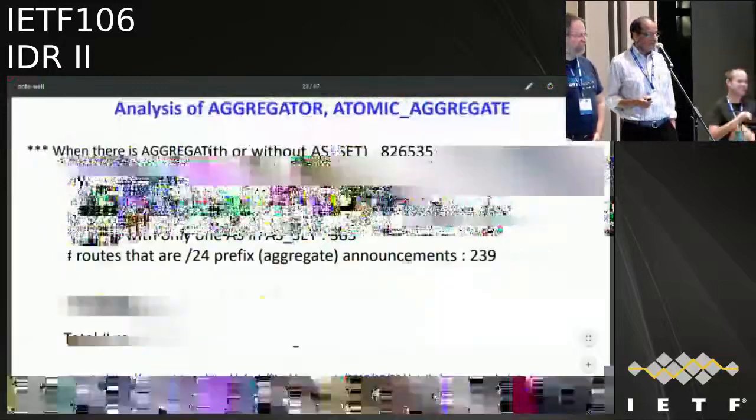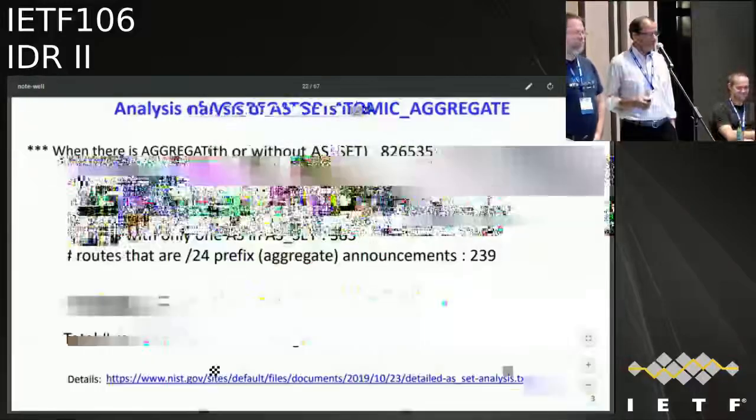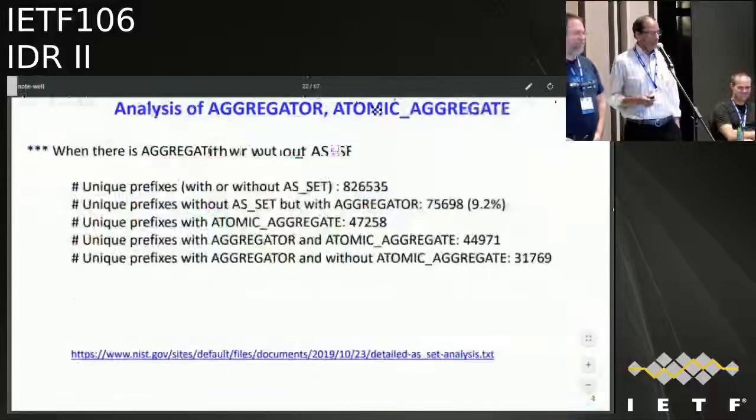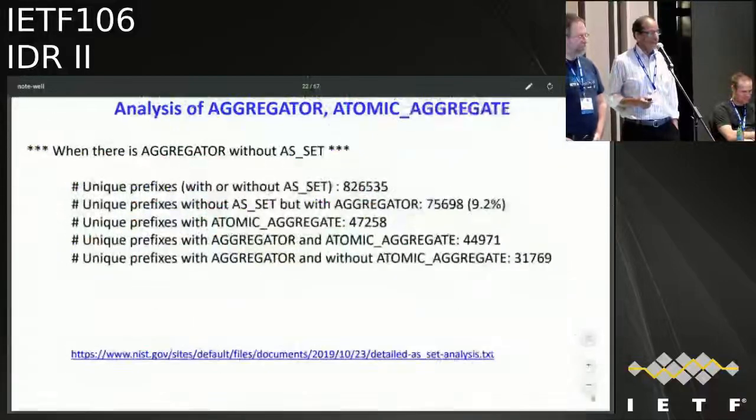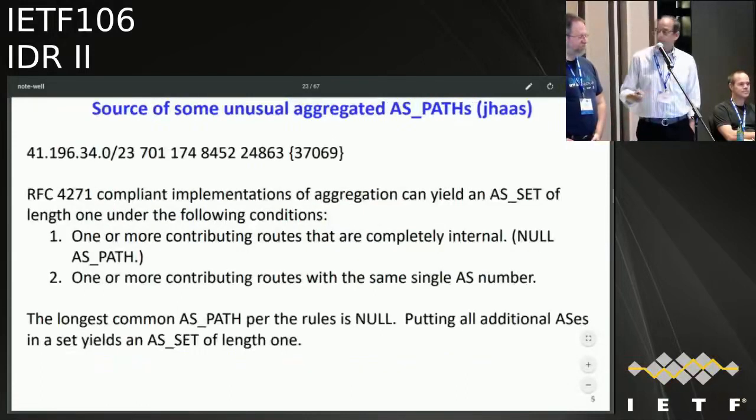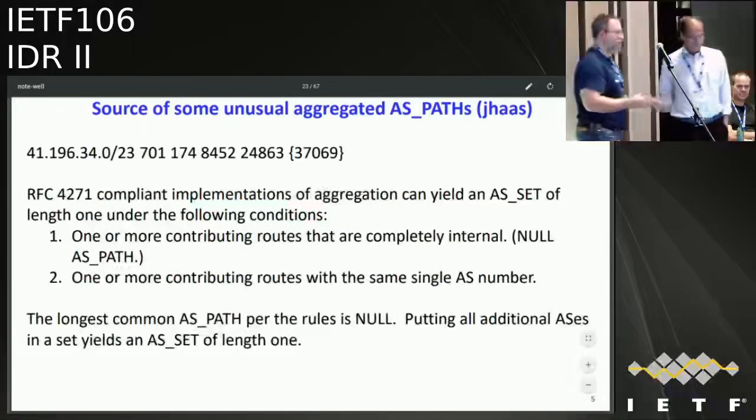Then we looked at aggregate, atomic aggregate, aggregator. Out of, again, 800,000 updates, about 10% have aggregator in them. And out of the 76,000 or 10%, less than half of them also have atomic aggregate. Let Jeff speak to the next.